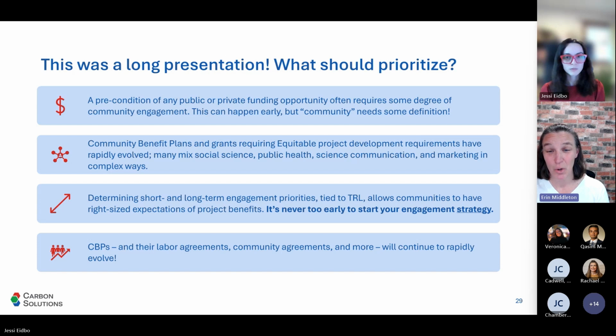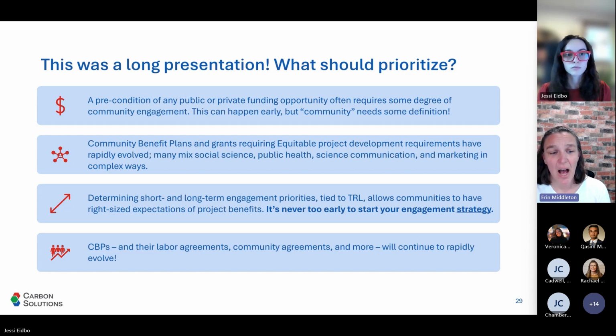And it's a mix of social science, public health, PR, science communication. It is not one thing, and it is not one thing throughout the entire project. So just know that we all have to be flexible in what community benefits plans are and how this work is operationalized. For anybody thinking, with a recap of the last slide, it's never early to start your engagement strategy, but it should be aligned to what your goals and your project size is, your technical readiness level.